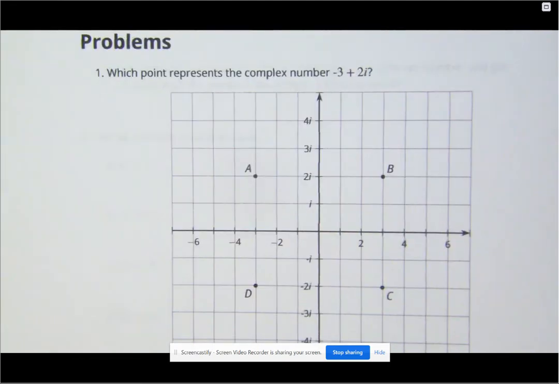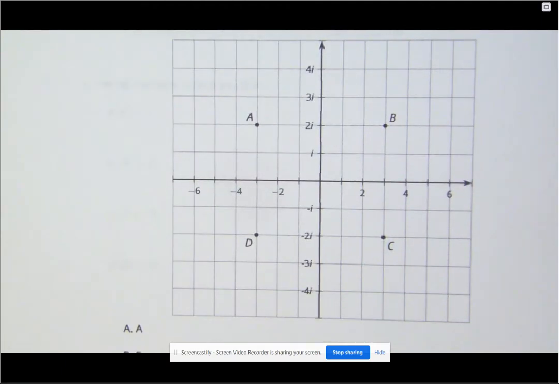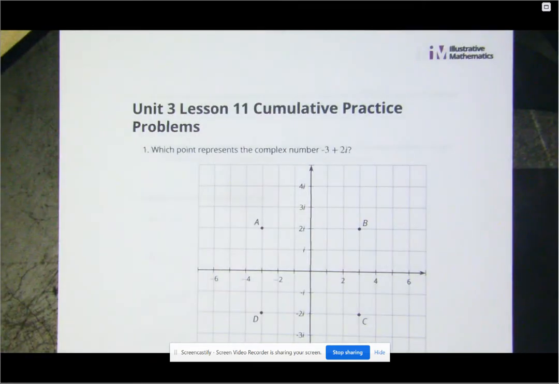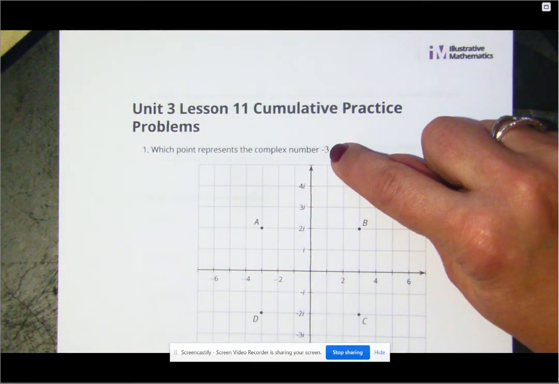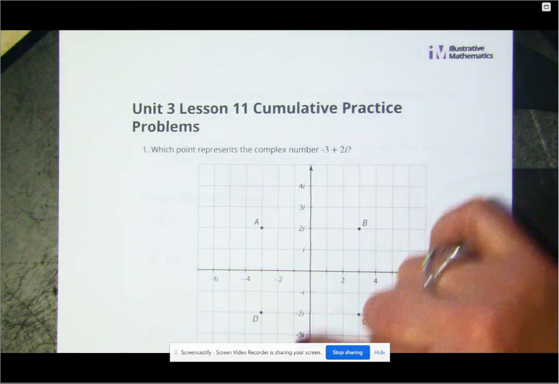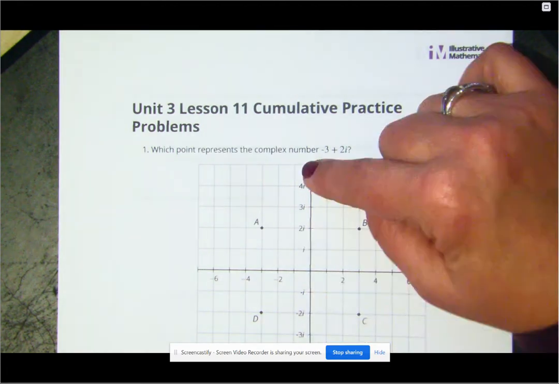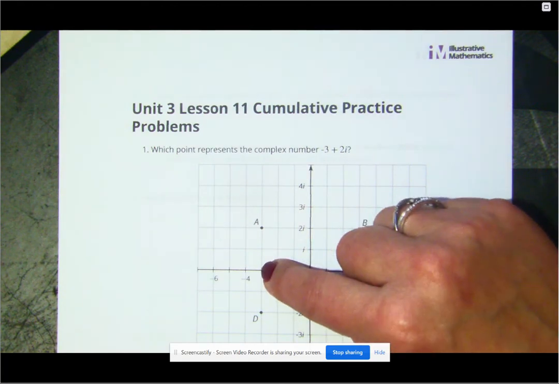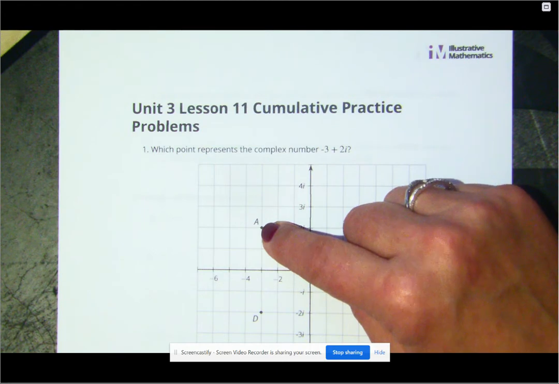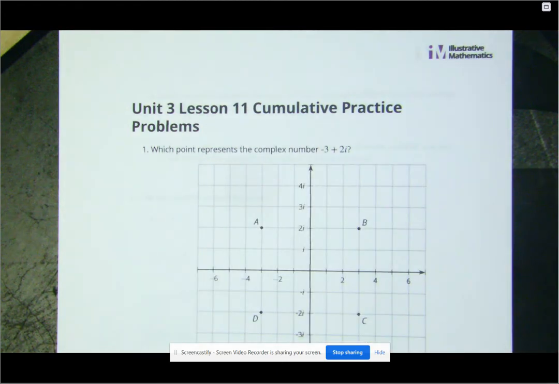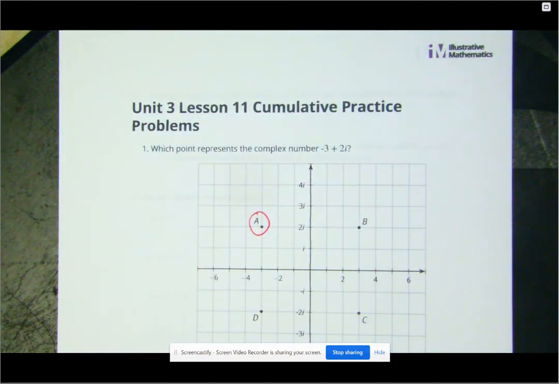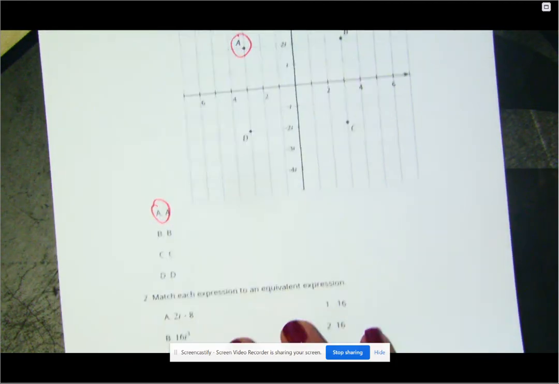This first question says, which point represents the complex number -3 plus 2i? Well, this is my real part, so I'm going to go -3, and then that's my imaginary part. So I go -3 in the real direction, and then +2i in the imaginary direction. That would land me at point A.